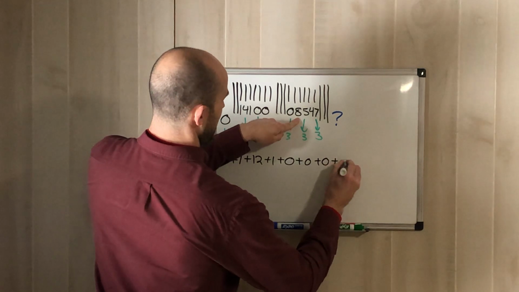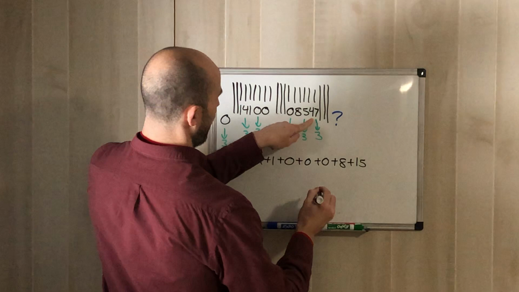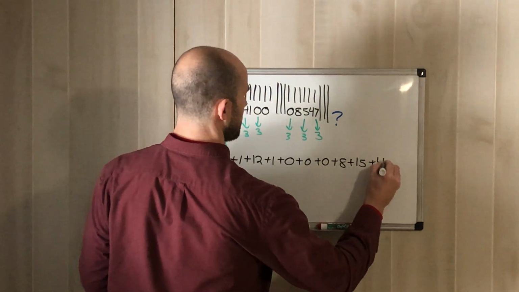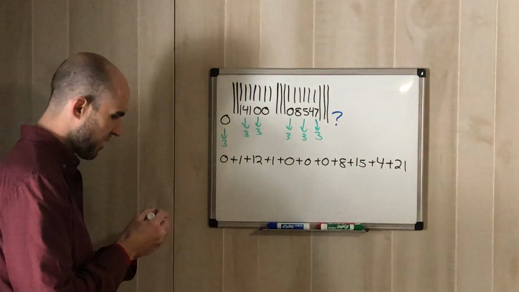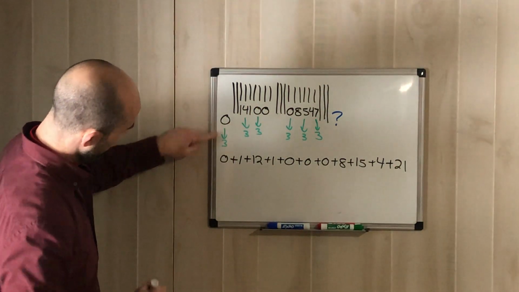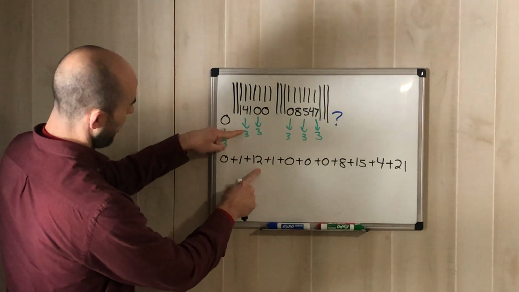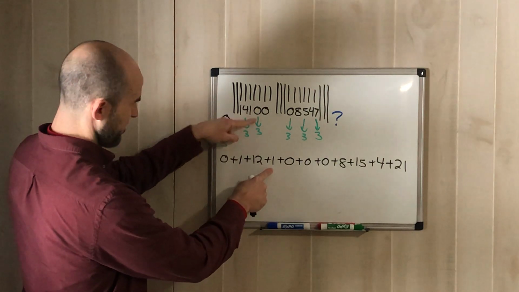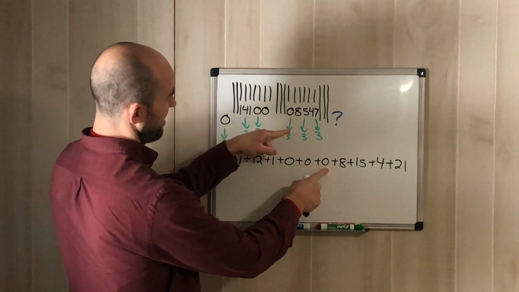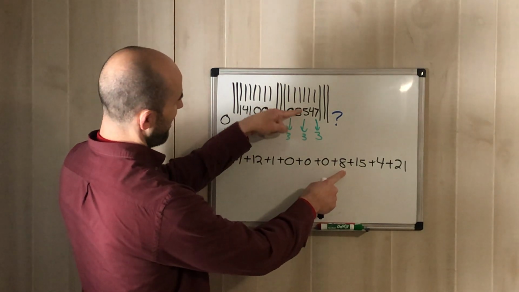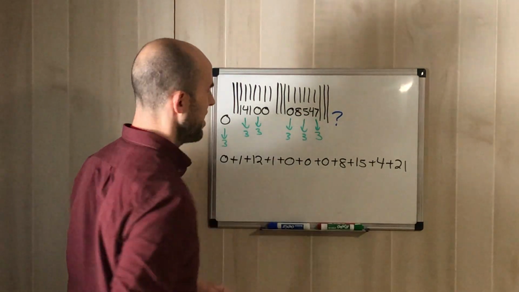8 comes down. 5 times 3, 15. 4 comes down. 7 times 3, 21, right? So again, where all these numbers came from: 0 times 3 was 0, brought down to 1. 4 times 3, 12, brought down to 1. 0 times 3, 0, brought down to 0. 0 times 3, 0, brought down to 8. 5 times 3, 15, brought down to 4. 7 times 3, 21, right?